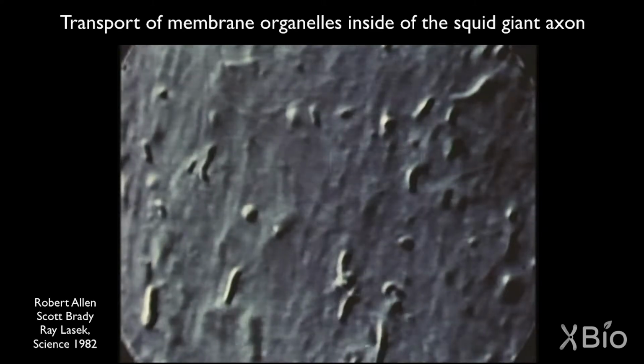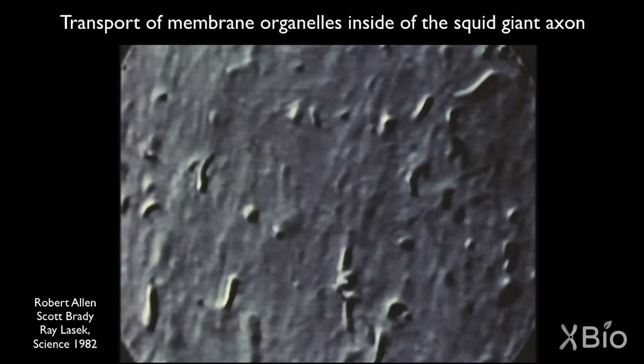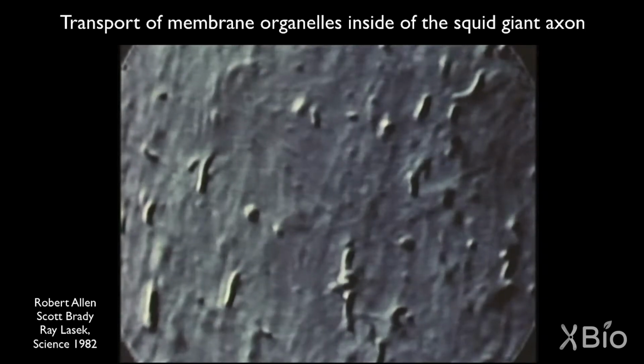So movement and motility is almost synonymous with life. When you peer inside the inner life of a cell with a microscope, you can see that it's churning with moving objects. Many of these moving objects are small cargo containers called membrane organelles or vesicles. These are essentially the delivery trucks of the cell.